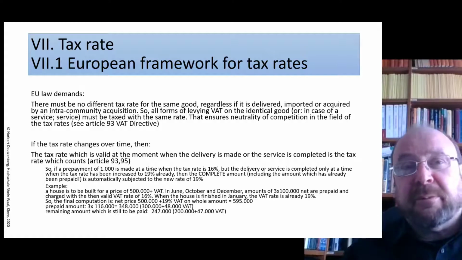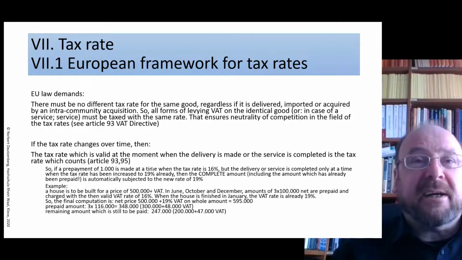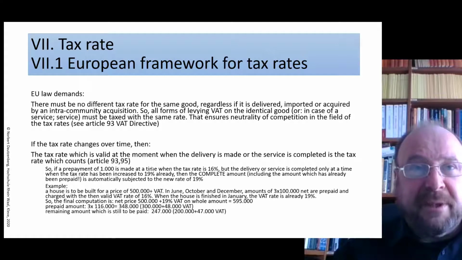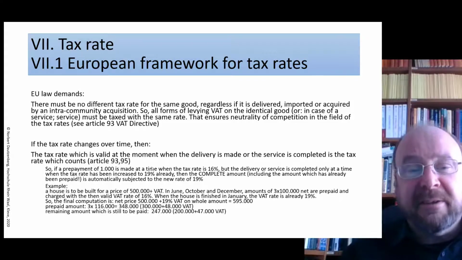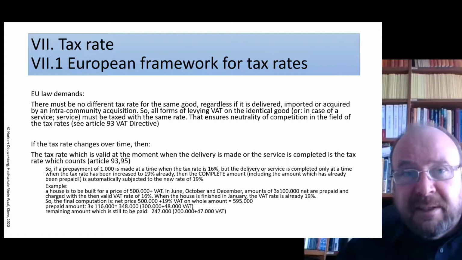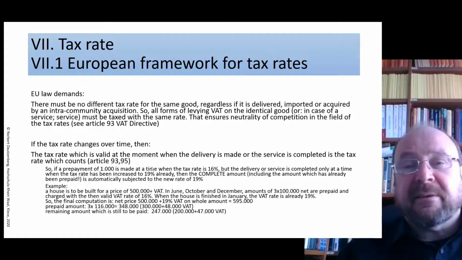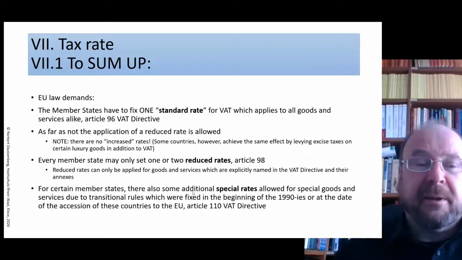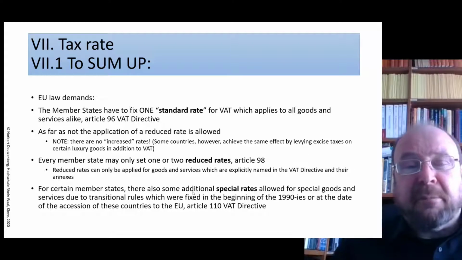The only thing the prepayments are good for is that they are credited to the final payment which is due, so that you have to pay the remaining difference between the final VAT amount and the prepaid amounts, and that can have strong economic consequences.